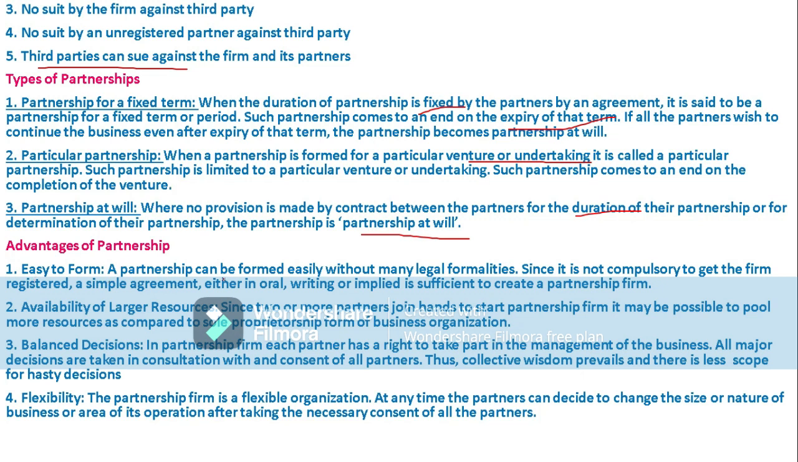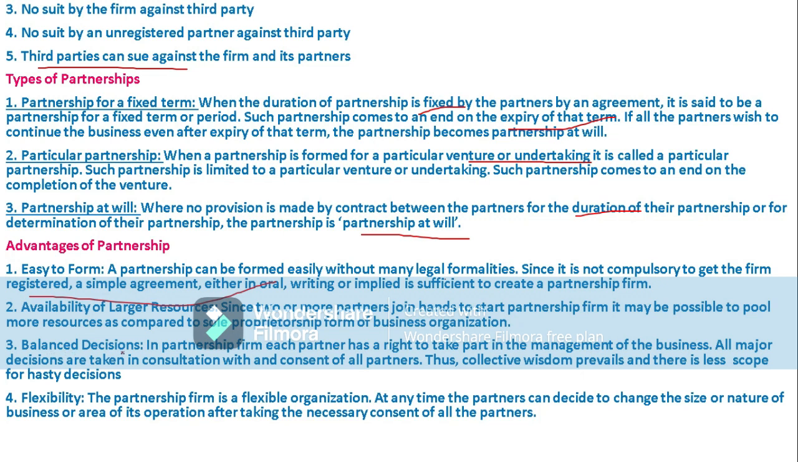Now if we see what the advantages of partnership are: easy to form. Okay, so a partnership can be formed easily without any legal formalities. Since it is not compulsory to get the firm registered, it is a simple agreement or contract between the persons, and they can enter into a partnership deed and start a partnership firm. So it is easy to form. And availability of large resources. Why? Because as many people are involved in the business, it may not be difficult to arrange financial resources or material resources. Therefore availability of resources will be larger.